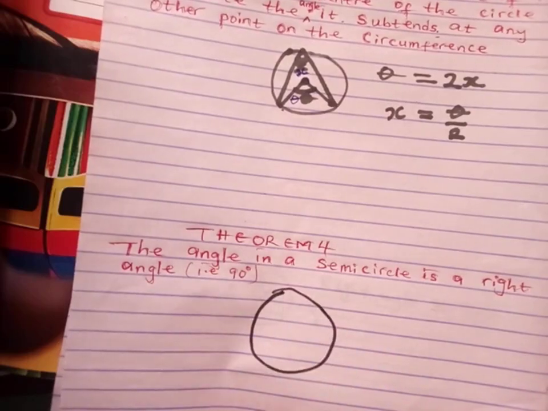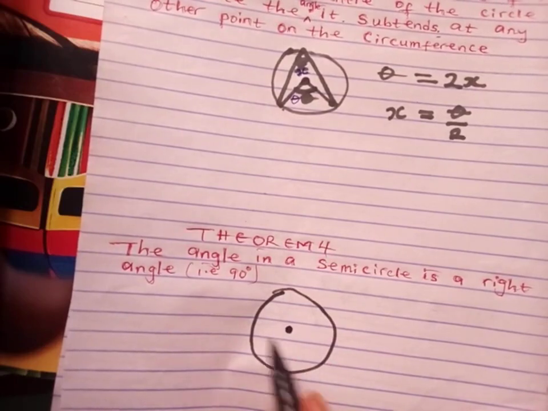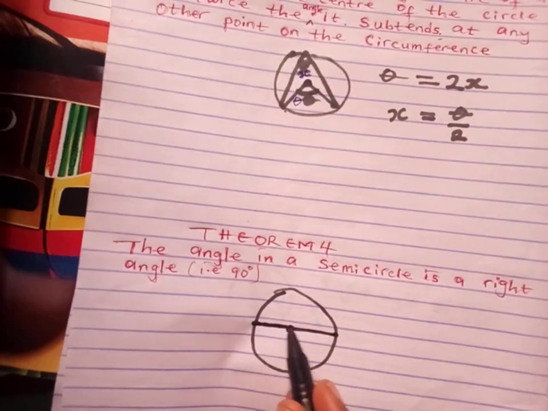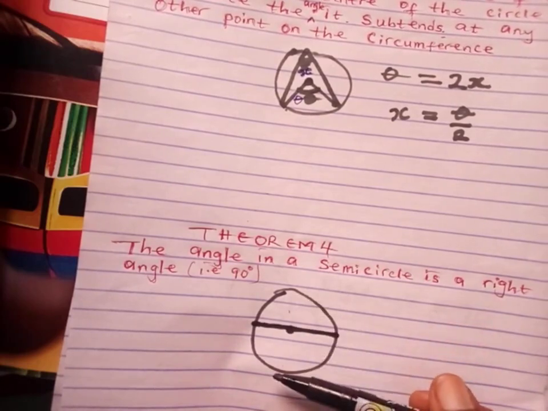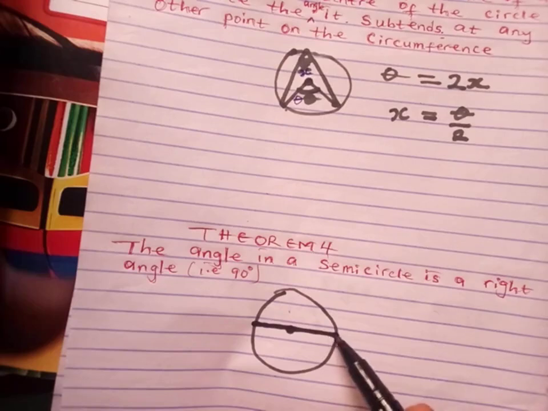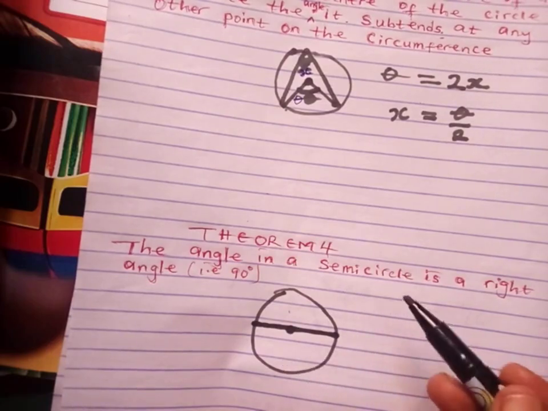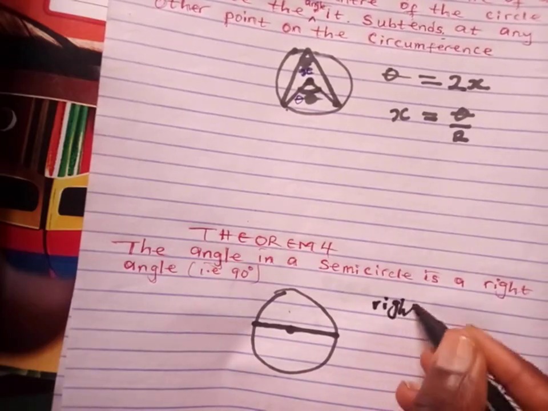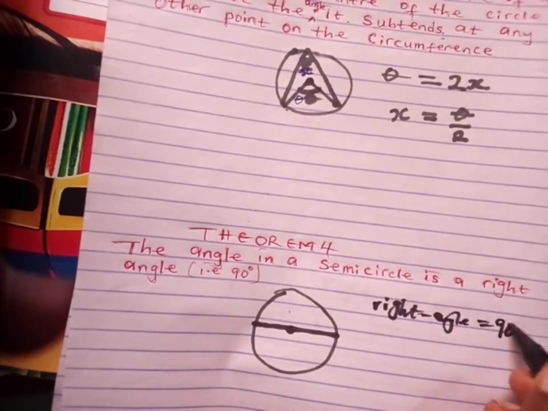Now let's get our semicircle. If this is the center of the circle and I have a line dividing the circle into 2, this part is a semicircle, this part is also a semicircle, and this is our diameter, dividing the circle into 2. Now what is this law saying? The law is saying that the angle in a semicircle is a right angle. Remember that a right angle has a value of 90 degrees.